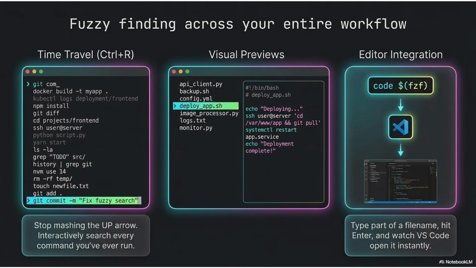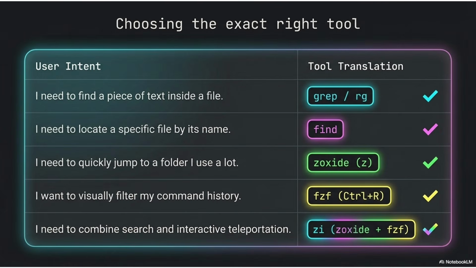Second, visual previews. fzf can show a syntax-highlighted file preview alongside the file list as you filter. You can confirm you found the right file before selecting. Third, editor integration. The pattern code $(fzf) opens a fuzzy file picker. Whatever you select opens immediately in Visual Studio Code. These 3 integrations turn fzf from a standalone tool into a connective layer that makes every other part of your workflow faster and more precise.